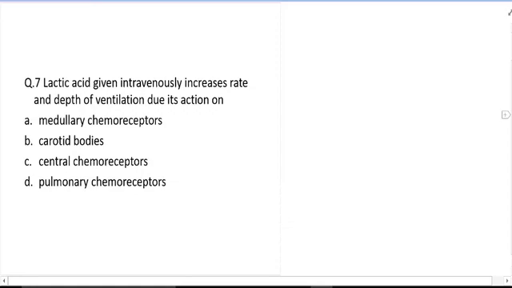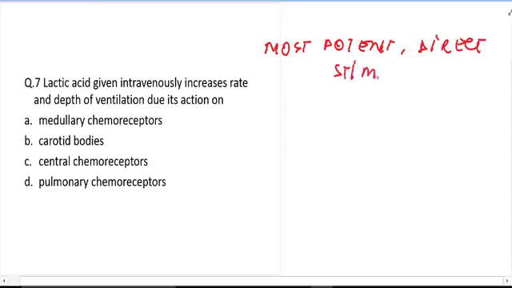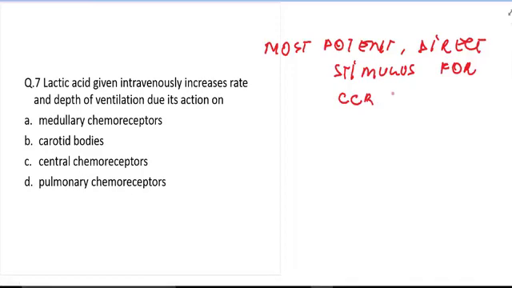Lactic acid is given intravenously. This increases the rate and depth of ventilation. Now, lactic acid, H+, is the most potent and direct stimulus for the central chemoreceptors. Where are the central chemoreceptors located? They are located on the surface of the medulla. The most potent direct stimulus for the central chemoreceptors is H+.